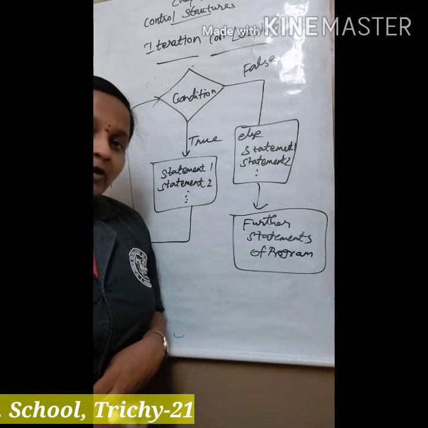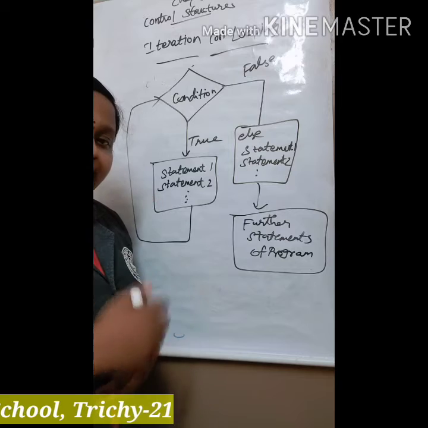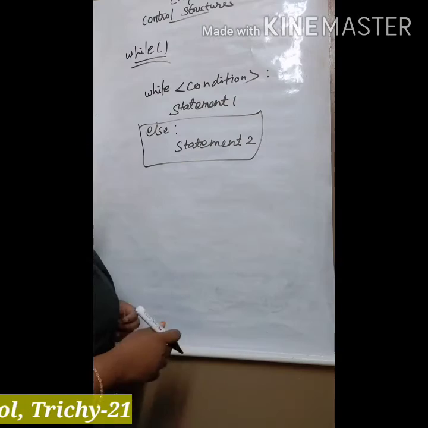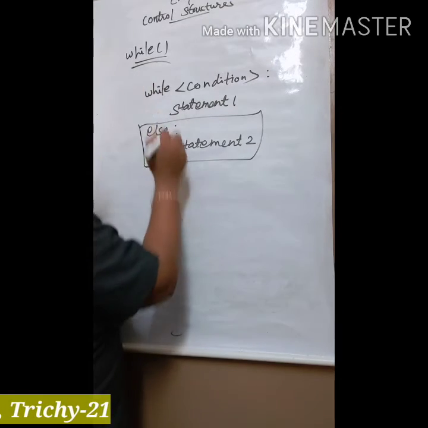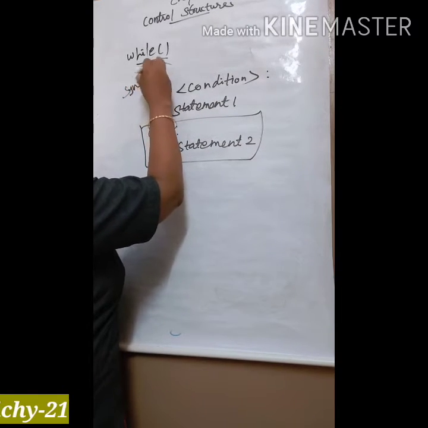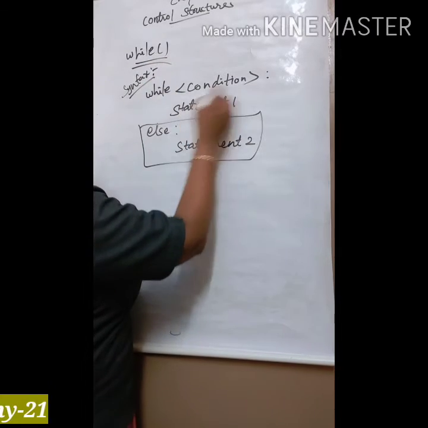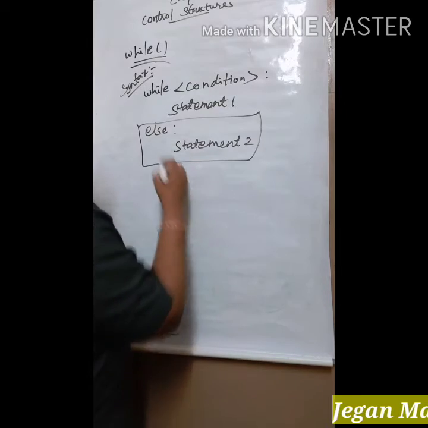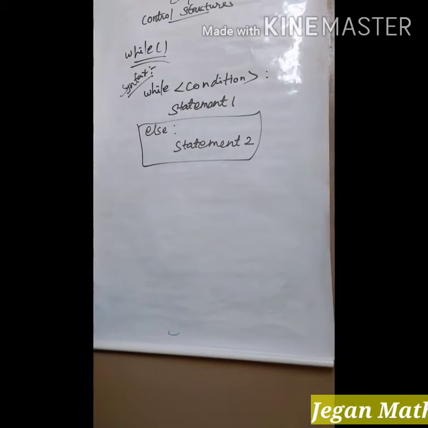So the looping statement has two types. One is the for loop, another one is the while loop. Next one is the while loop. So this is the syntax of the while loop: while condition, statement 1, else, statement 2. Here the else part is an optional part.